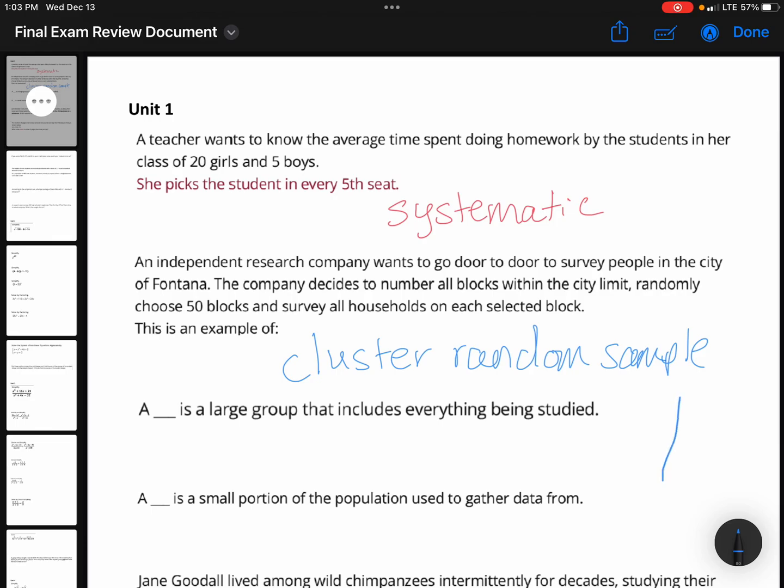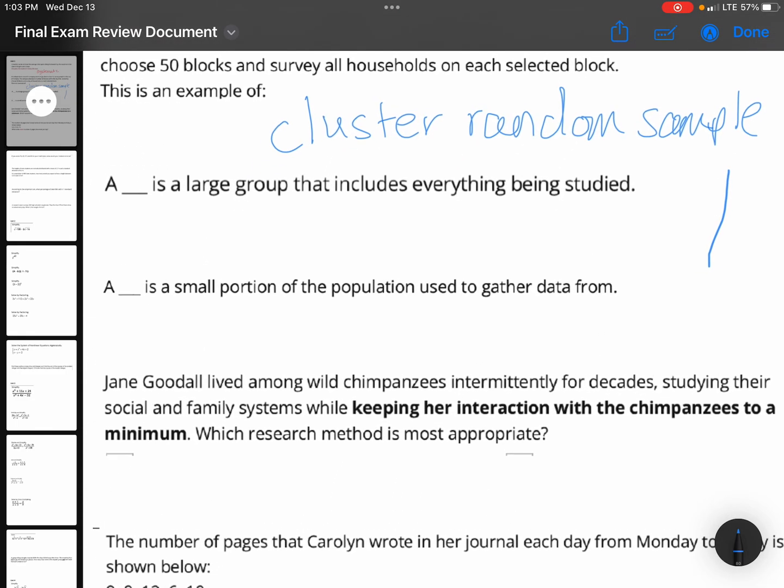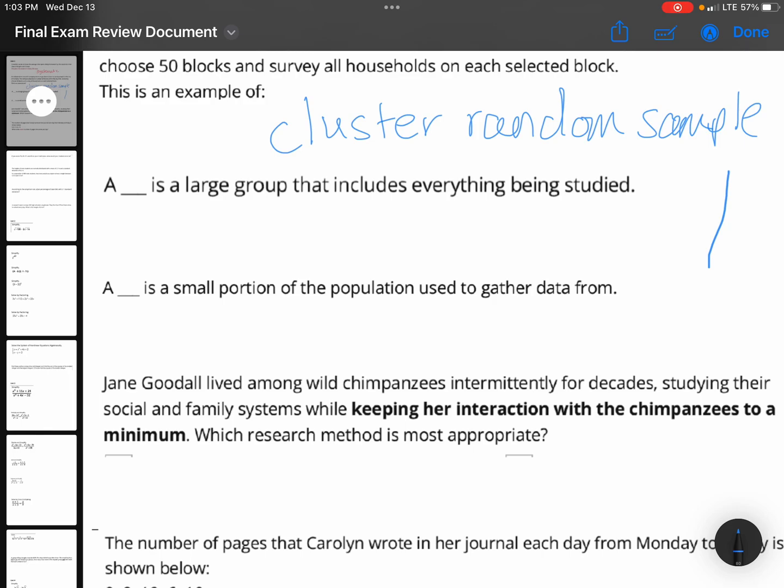Okay, the next two are very, very related. It says a blank is a large group that includes everything being studied. So everything, that would be your population. And then a small portion of the population, that would be your sample.